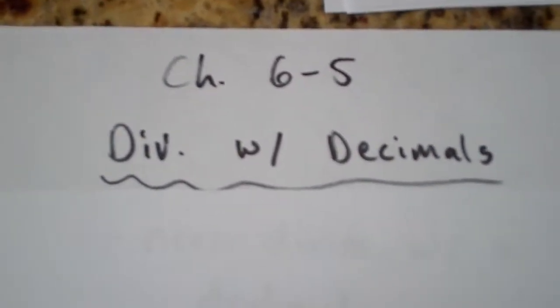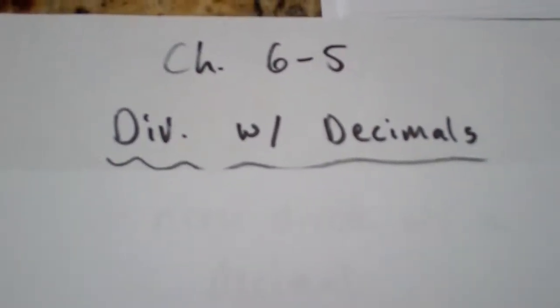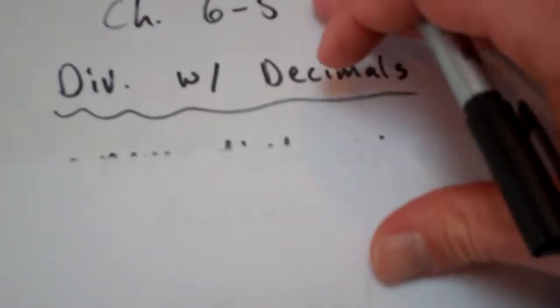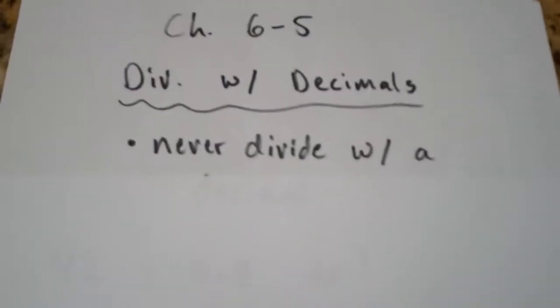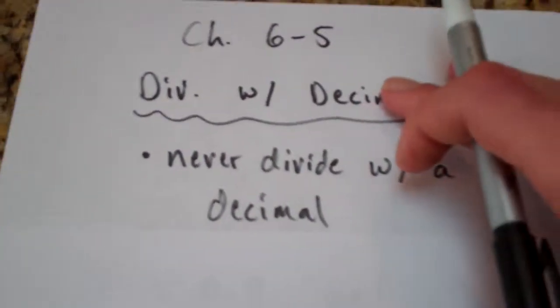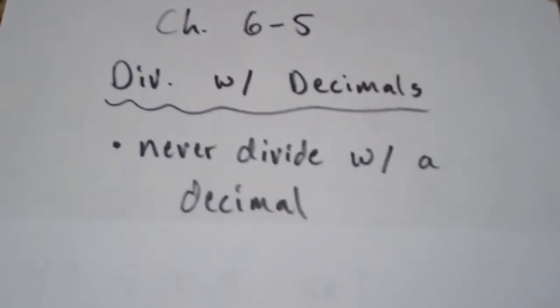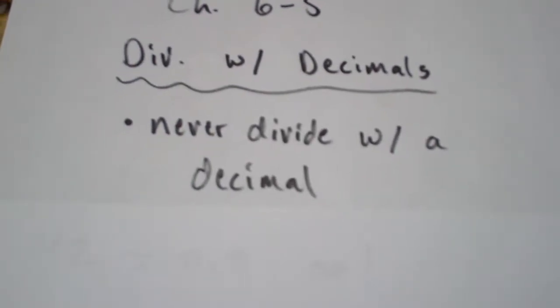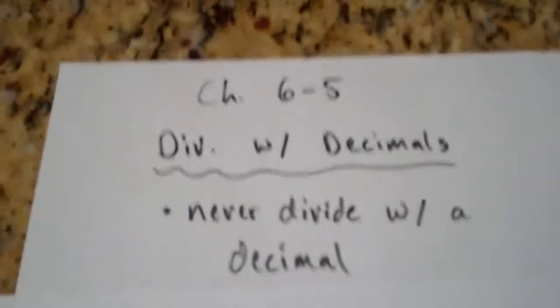Hello, we are in chapter 6.5 and we are dividing with decimals. First thing to remember is that we actually never divide with a decimal. So we actually change the decimal into a whole number, the number that we are dividing with. We cannot divide with a decimal, and I'll show what I mean by that.